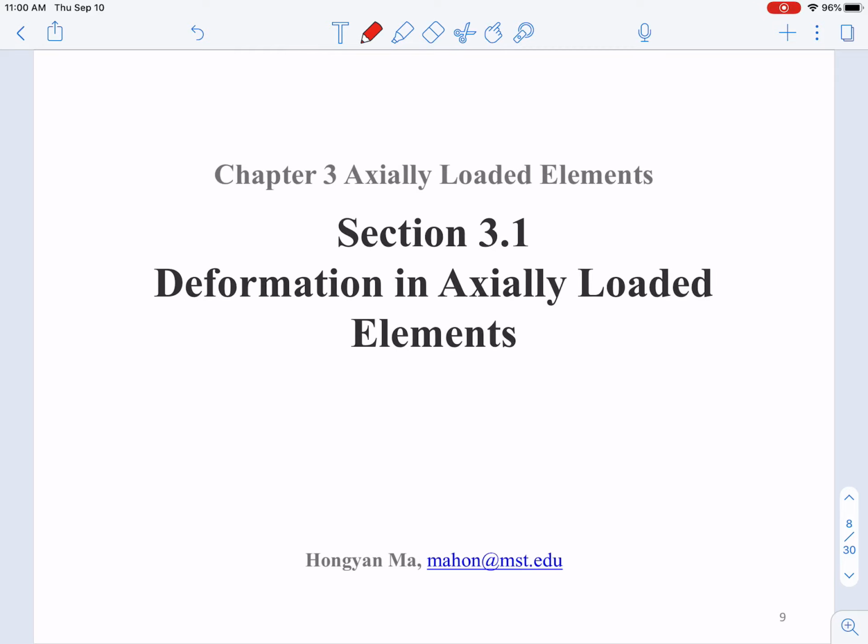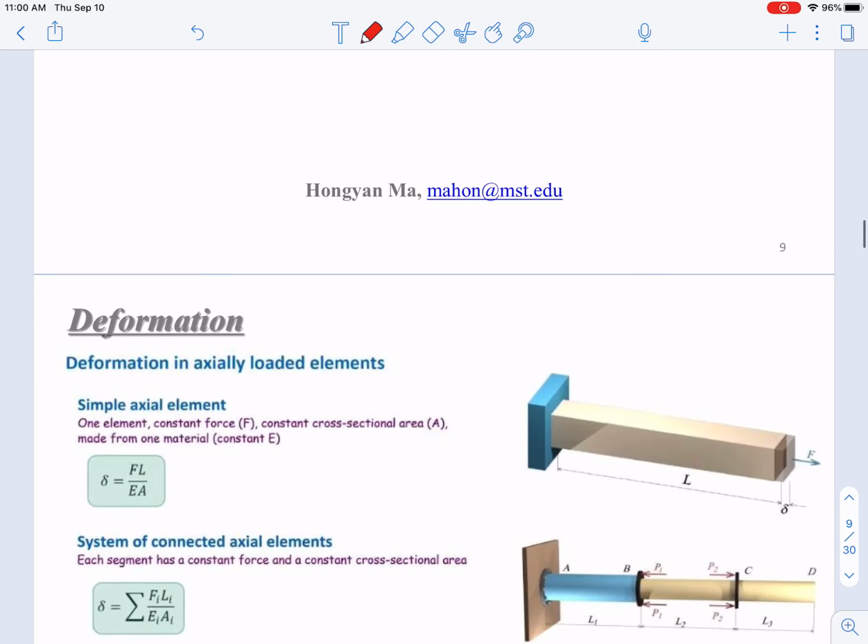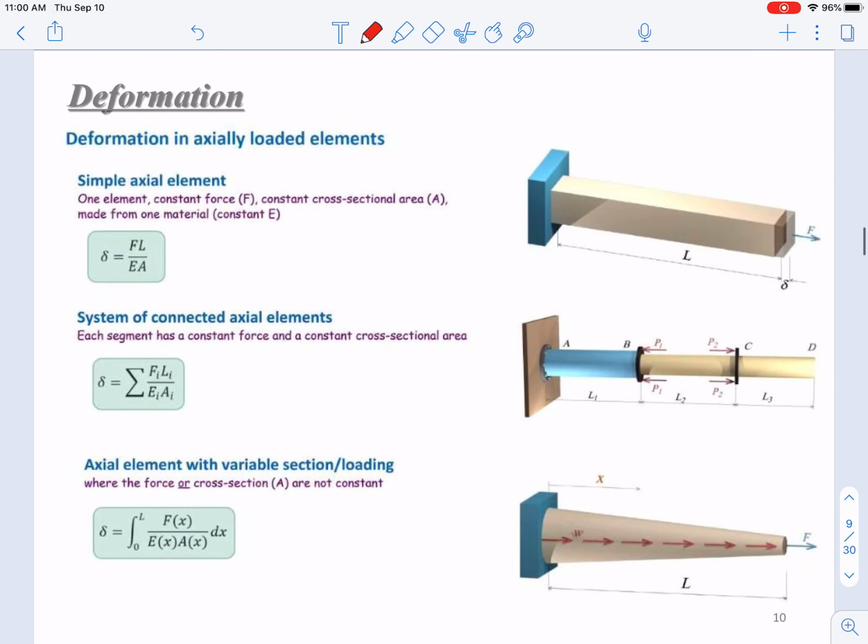Let's look at deformation in axially loaded elements. Okay, today we will not have a lot of theory, though basically you have several equations to remember. Just to calculate the deformation in axially loaded elements, you may have simple axial elements. You may have systems of connected axial elements. You just put different sections together, but they may have different properties: different modulus of elasticity, different lengths, different cross-section areas, etc. You may also have an axial element with variable sections or loading.